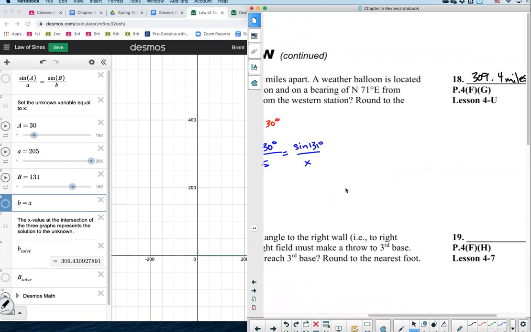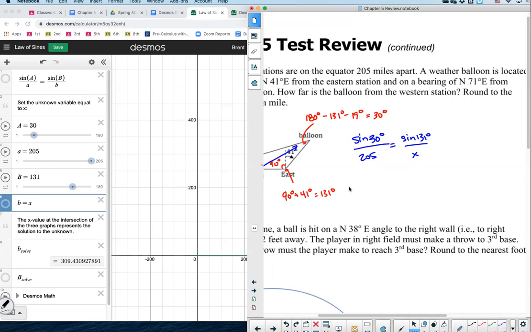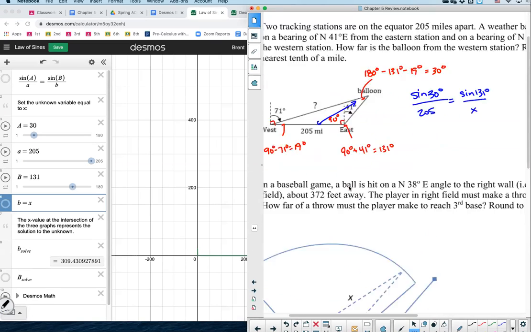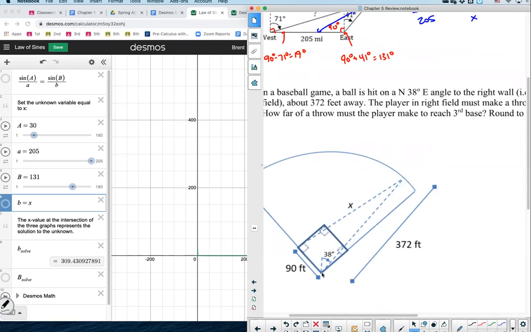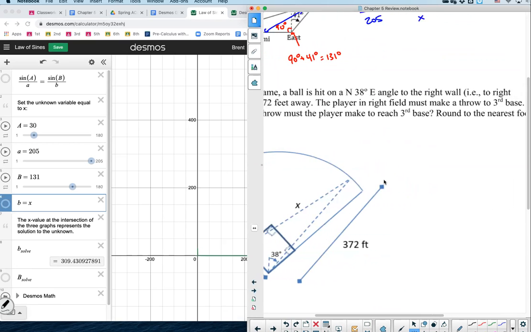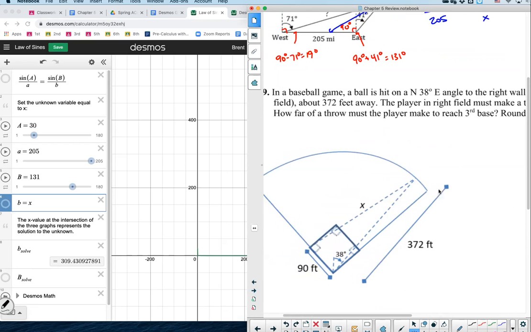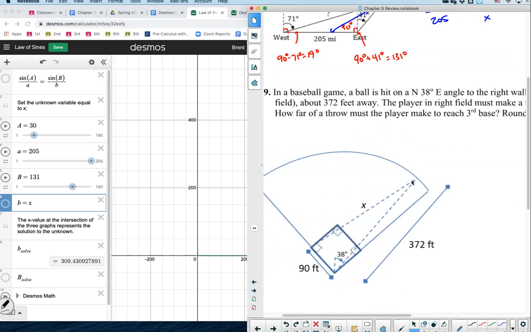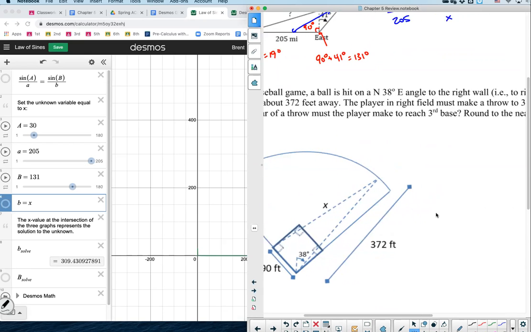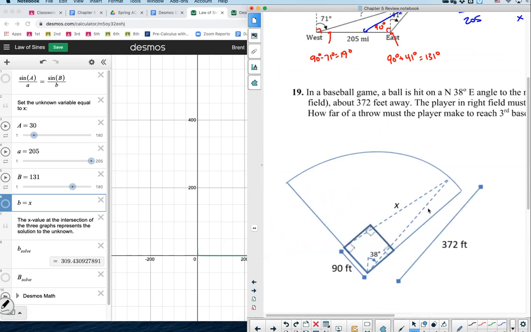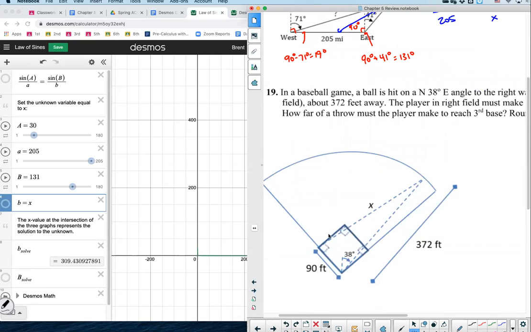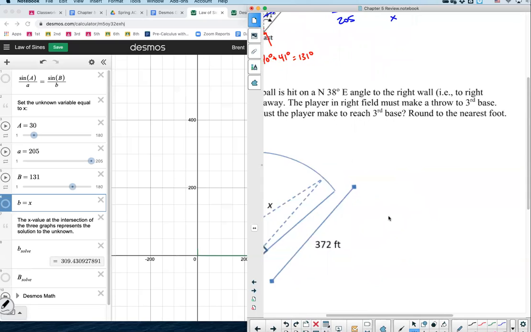And let's see if we have enough time to do the baseball problem. So it says here in a baseball game, a ball is hit on a north 38 degrees east. That means starting north, 38 to the east line. So the ball's hit here to the right field wall, 372 feet away. So this part of the triangle is 372. The player in right field must make a throw to third base. So they throw it all the way to here. The question is, how far of a throw must a player make to reach third base? Round to the nearest foot.